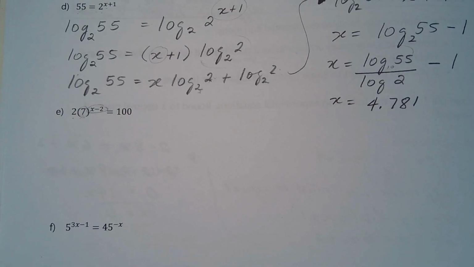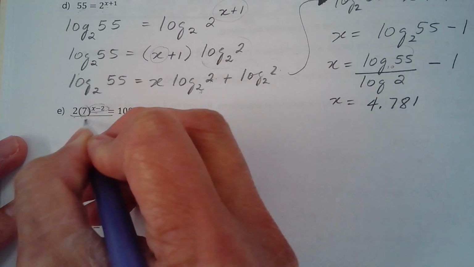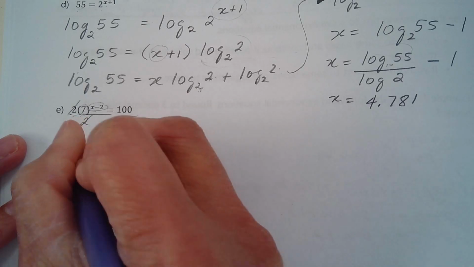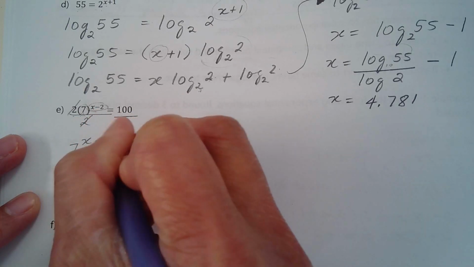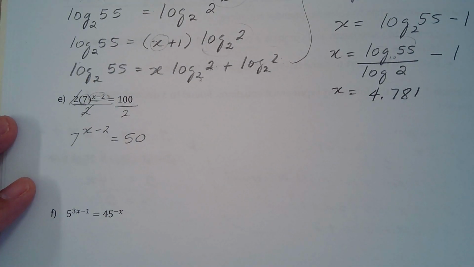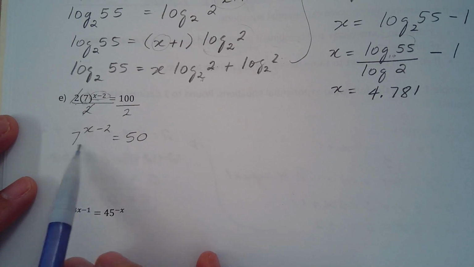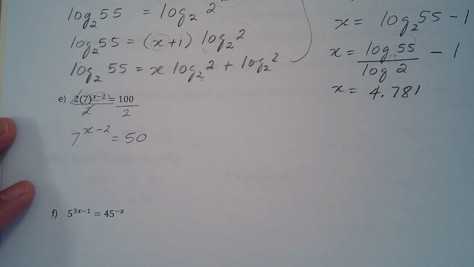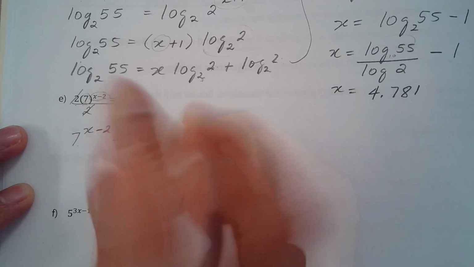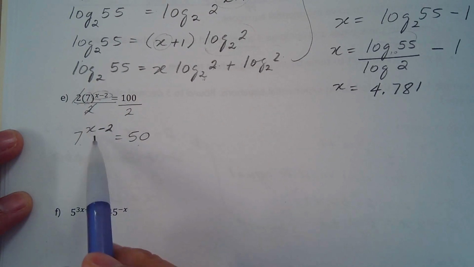Okay, so here we go. Because this is 2 times something, we can just divide by 2. That will make it a little bit easier in terms of numbers. Okay. So 7 to the exponent x minus 2 equals 50. Now, how can we get the exact, or not the exact, but approximate value of that? This is actually not bad.